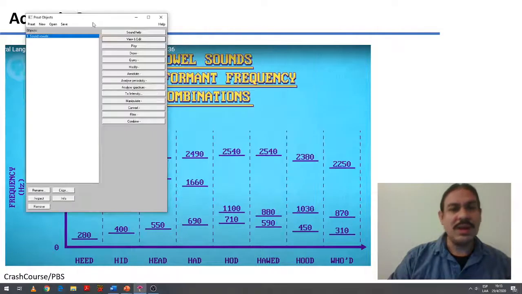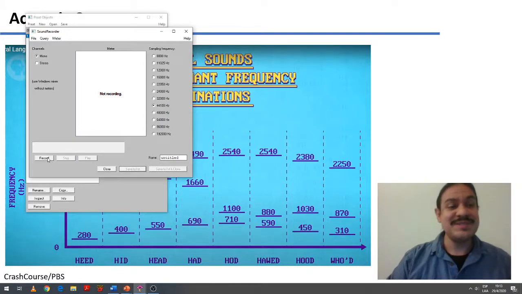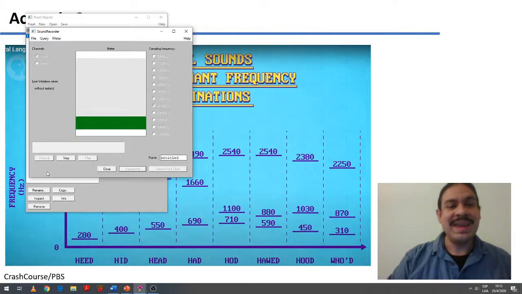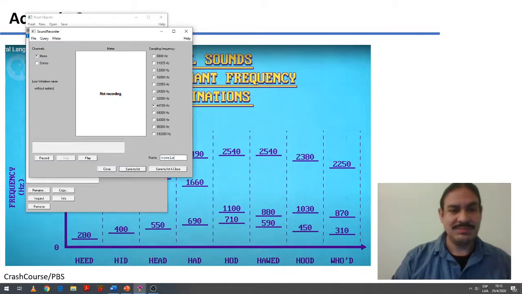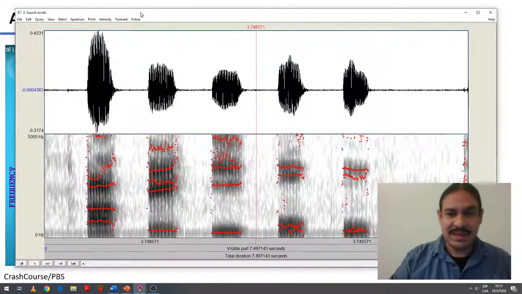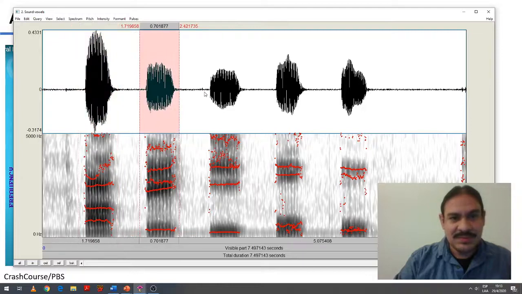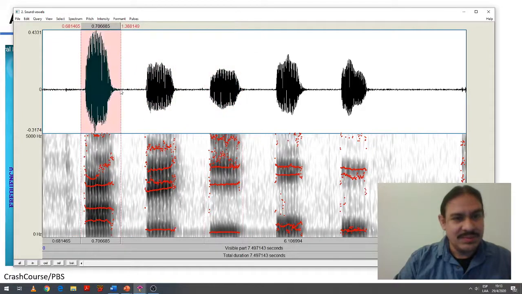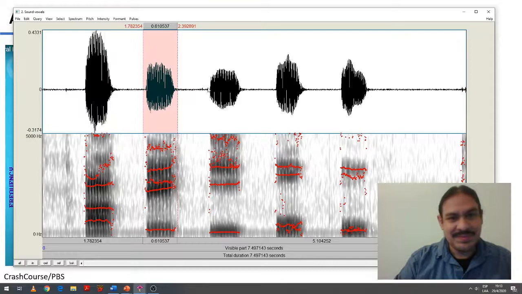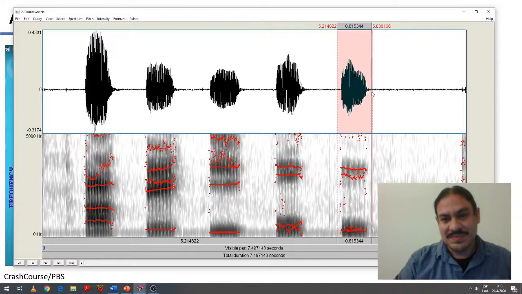So, Praat. Let's record some sound of me saying the vowels of Spanish. A, E, I, O, U. Vowels. We're going to go to View and Edit. And here we have the audio signal. And I'm going to play it for you. A, E, I, O, U.